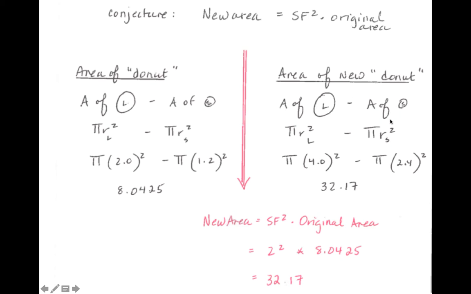Area of the large circle minus the area of the small circle. So I find the pi r squared of the large one and the pi r squared of the small one. My new large radius would be twice as big as 2, so 4, minus the area of the new smaller one, and twice as big as 1.2 is 2.4. I use my calculator, and sure enough, I found that my area is 32.17. So my conjecture has worked even in a much more complex situation. I've tested it out. It appears that I actually have found a formula that will work.